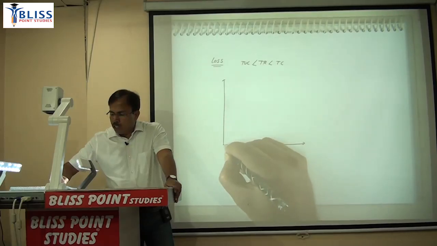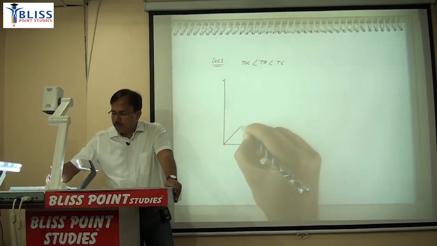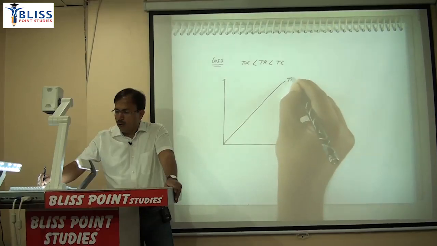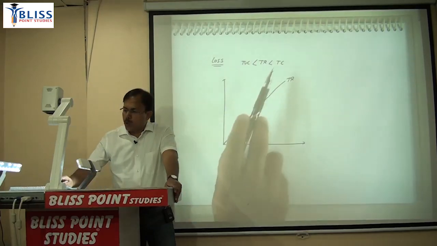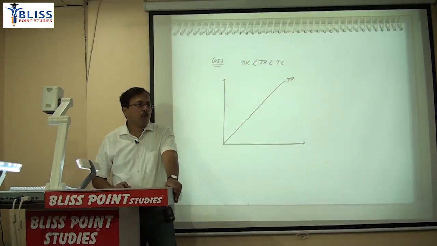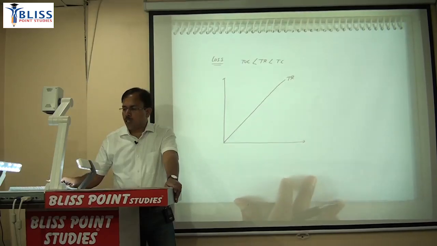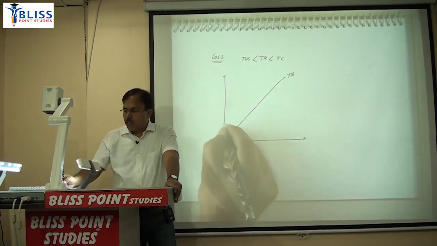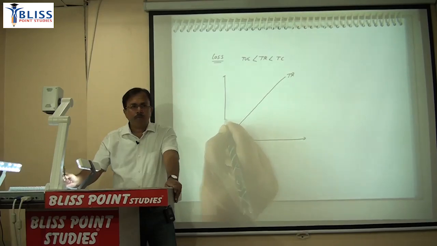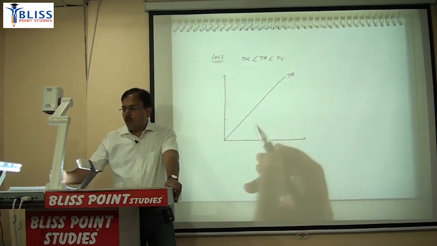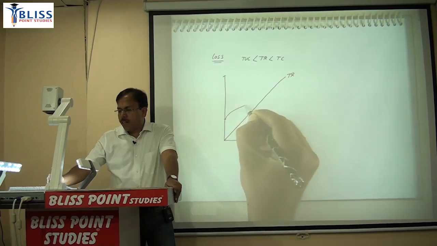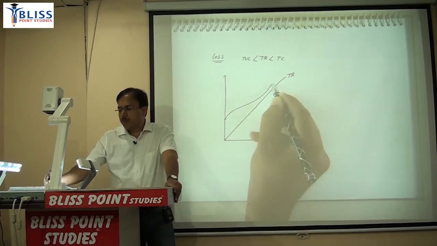First of all, draw that TR line straight. Now you have to draw total as well as total variable cost, both. First draw the total cost curve. Where you will draw the total cost curve? Total cost will always start with a positive intercept. Loss condition में when you draw that total cost line, it must be above it.